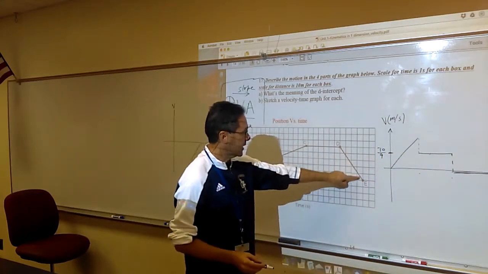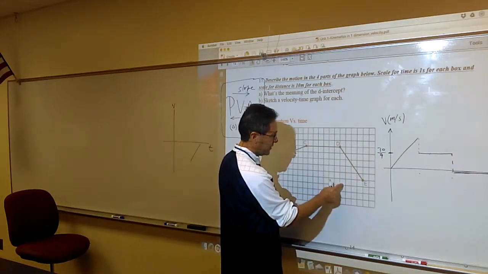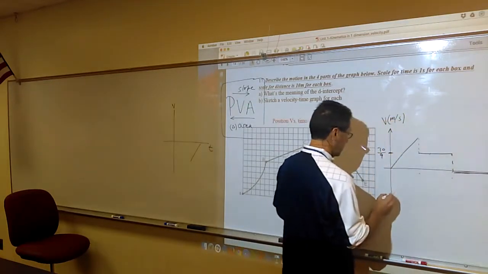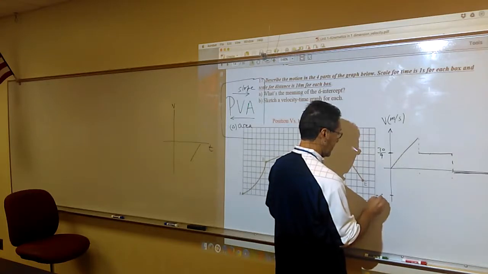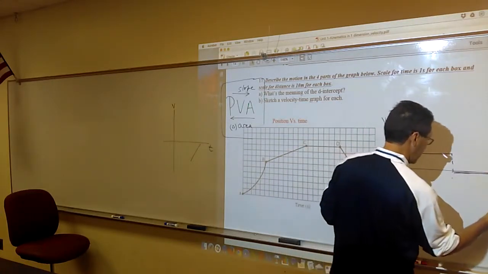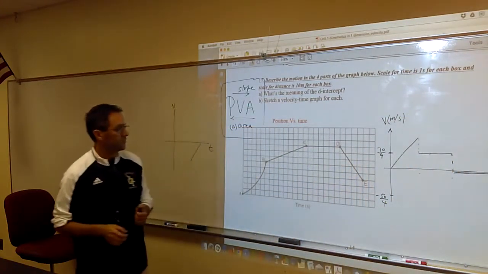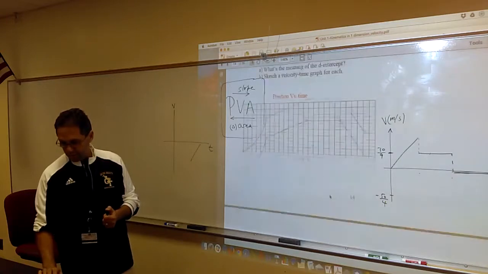And here it's a negative slope of 50 over 4. So you will have to come here and do negative 50 over 4, which is 12 and a half, down, and just draw a line. That's how you do it. Okay, all right, next page.